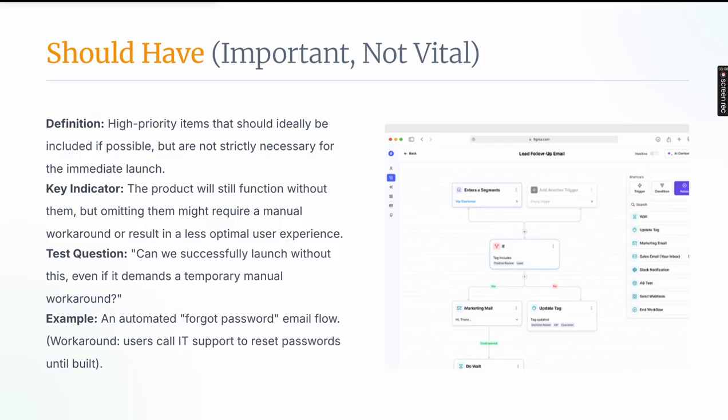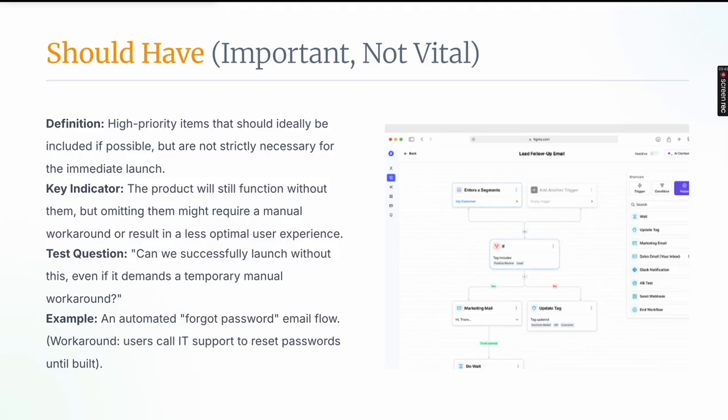Now comes should have: important but not vital. Definition: high priority items that should ideally be included if possible but are not strictly necessary for the immediate launch. Let's suppose you are launching an e-commerce store website. The very first thing you want to launch is to showcase your products on the website. For product showcase, you just need the product section. But what comes in should have is categorization or classification of those products, like you see in Amazon, Flipkart, and all those good websites.